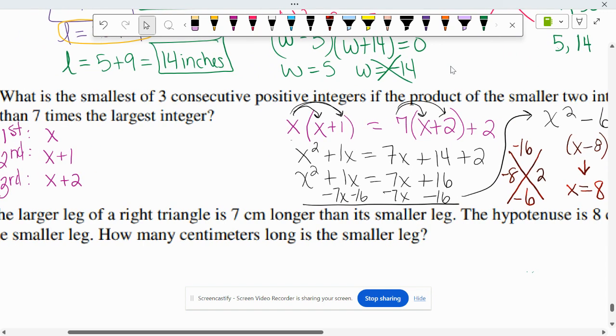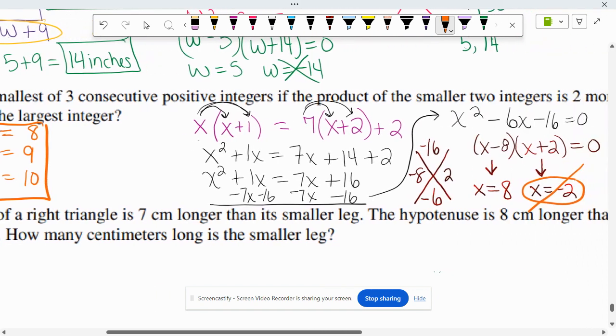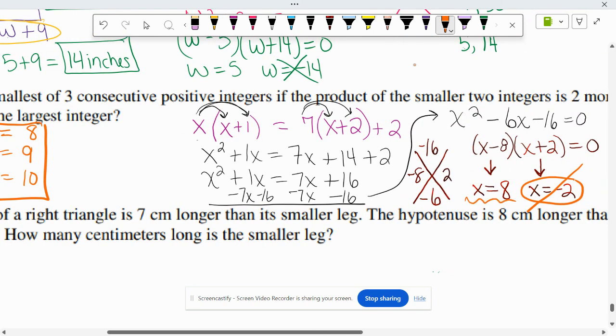So what are my answers? Well, we just said that x equals 8 and x plus 1, well, 8 plus 1 is 9 and 8 plus 2 is 10. So this is a must on your test, but also seeing that you know this one works and this one doesn't. Okay. Does that make sense? What I'm looking for? Okay.